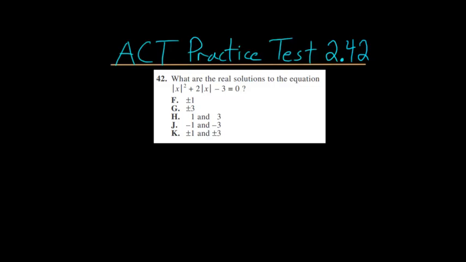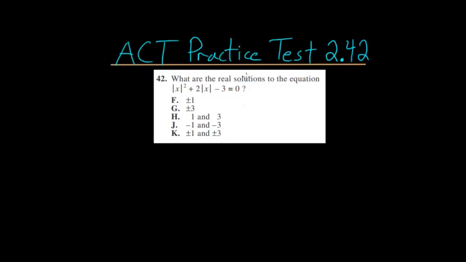For the 40-second problem on the second ACT practice test, what are the real solutions to the equation the absolute value of x squared plus 2 times the absolute value of x minus 3 is equal to 0? Now, with this problem, there are a couple different approaches that we could take to solve it.